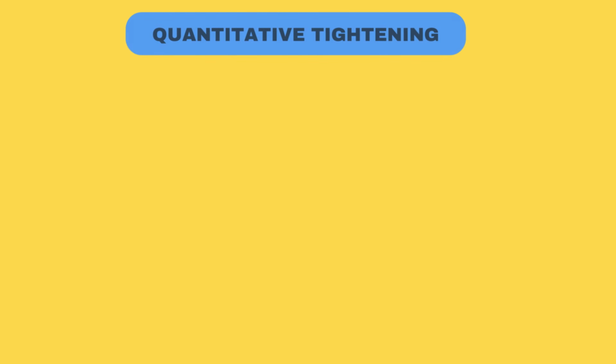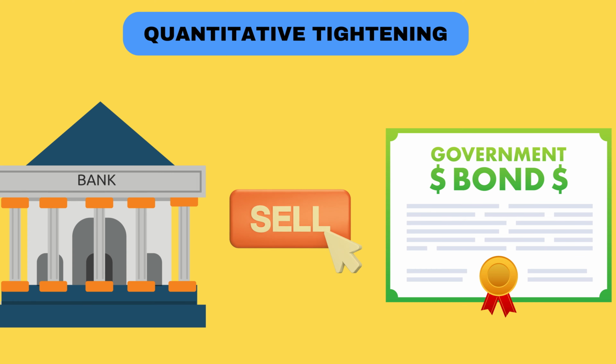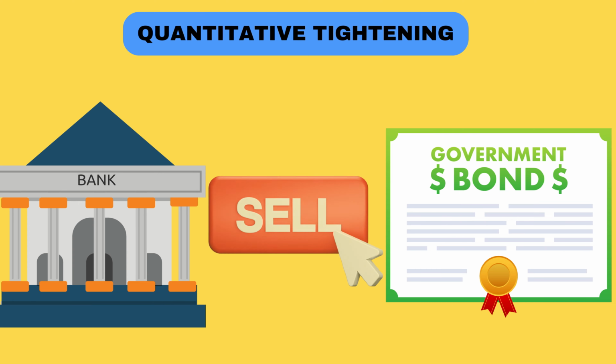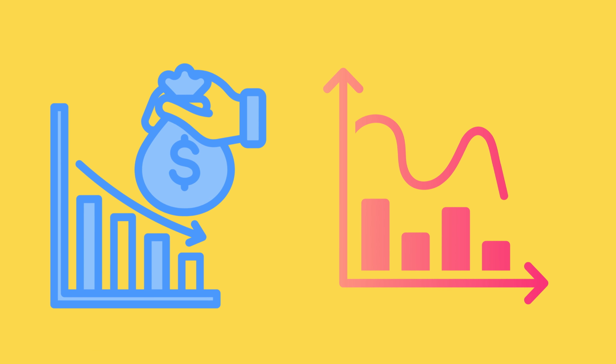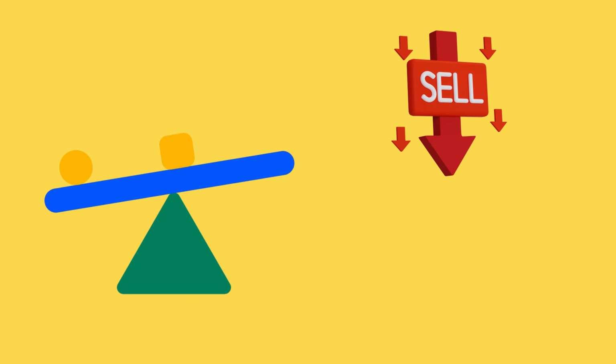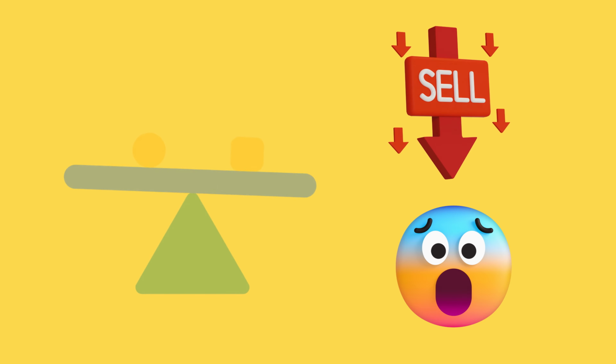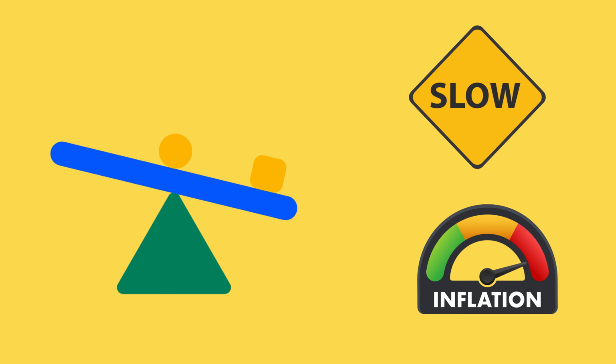The debate now centers around quantitative tightening, or QT, where central banks aim to sell off the assets bought during QE. This would reduce the money supply and hopefully stabilize or lower inflation rates. But it's a delicate balance. Sell too fast, and you might shock the financial system. Too slow, and inflation might dig in deeper.